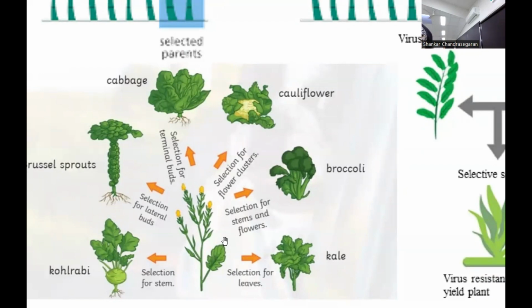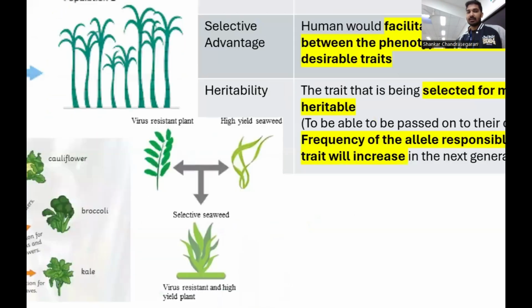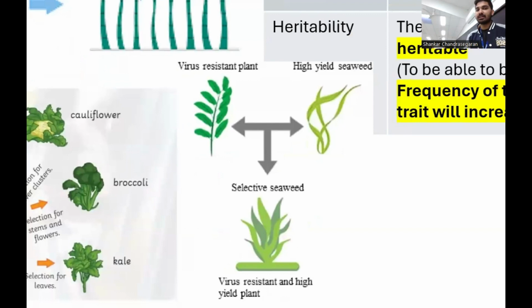Each of these originated from the same plant, but because in different populations we were selecting for different traits over many generations, they basically became so divergent from each other, right? And that's also something we can do with different plants, right? For example, if we have a virus-resistant plant and a high-yield seaweed, we can artificially select for each to create a selective seaweed, which is virus-resistant and high-yield producing.